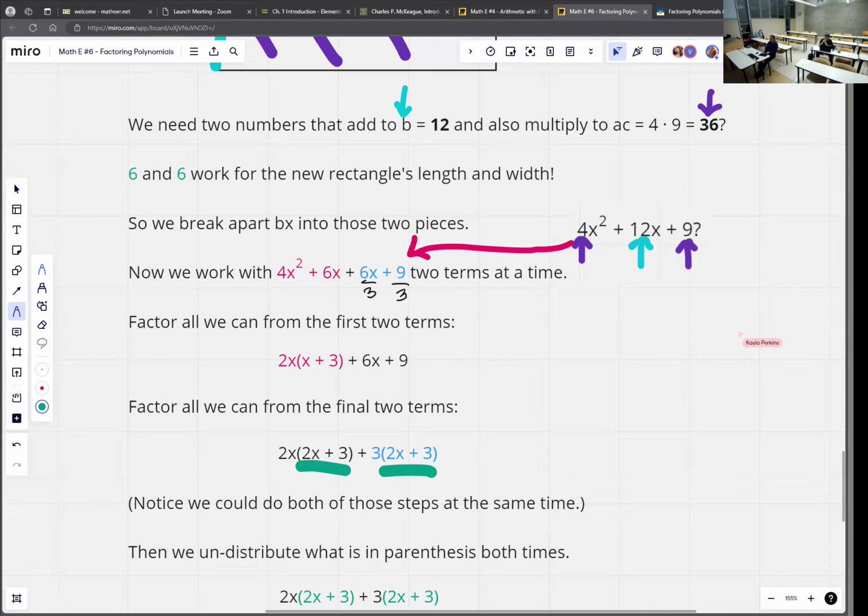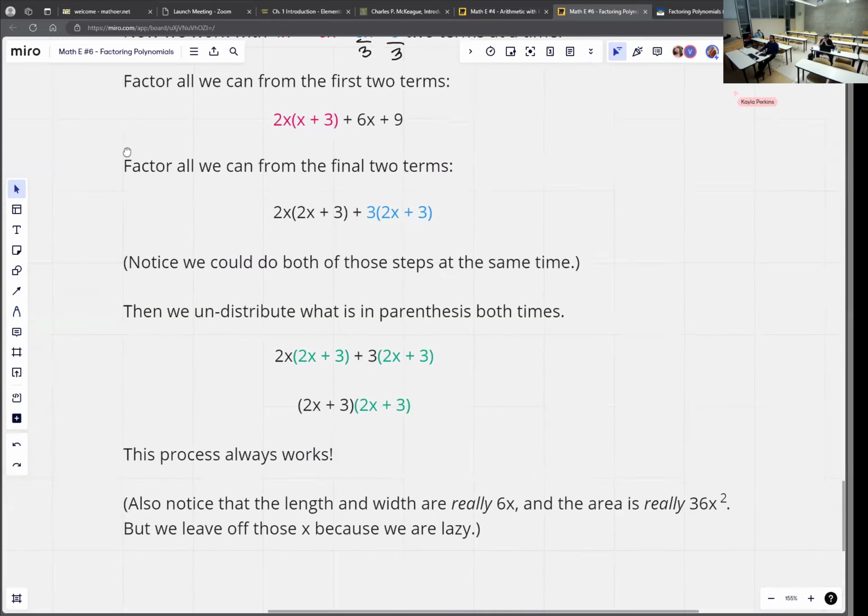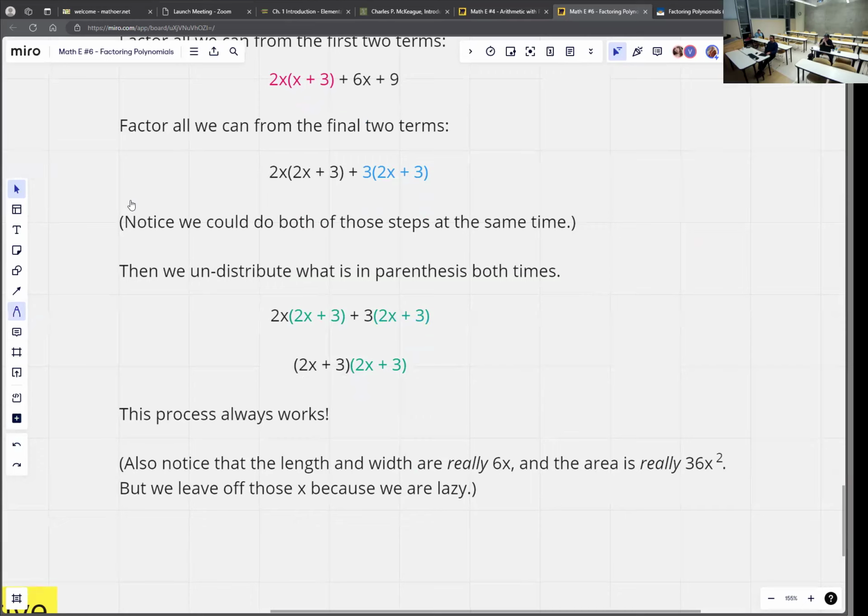So since I have something times 2x plus 3 plus something else times 2x plus 3, I can take those things and put them together. That's what the next step is. So let me scroll down a little. I took a 2x plus 3 from here and here and put it there. And the green one was the one that was always there already.